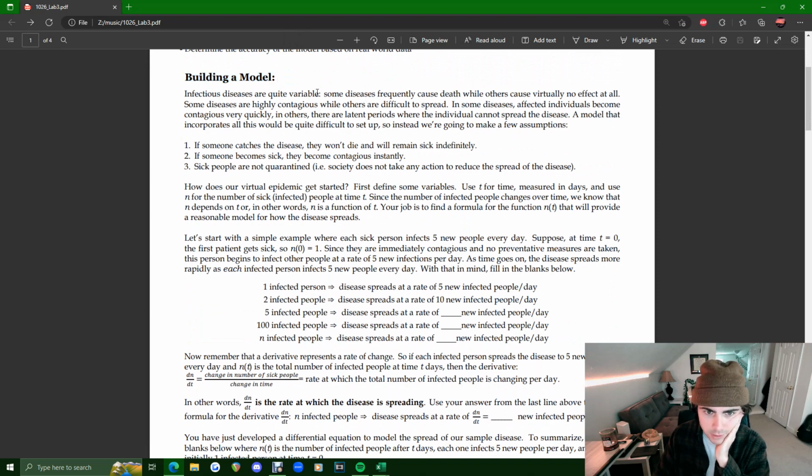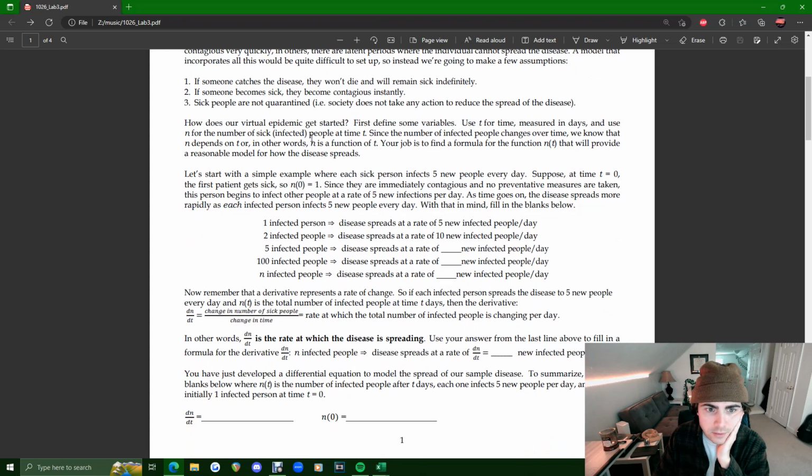We're talking about infectious diseases and spreading. There are some assumptions, but we don't need to worry about that. Let's start with a simple example, where each sick person infects 5 new people every single day. At time 0, the first patient gets sick, so N at 0 equals 1. N is the number of people sick. That is 1 at day 0, at the very start. This person begins to infect other people at a rate of 5 new infections per day.